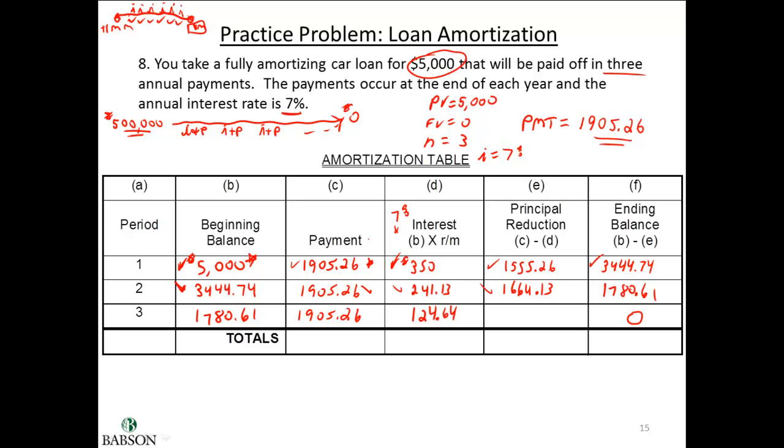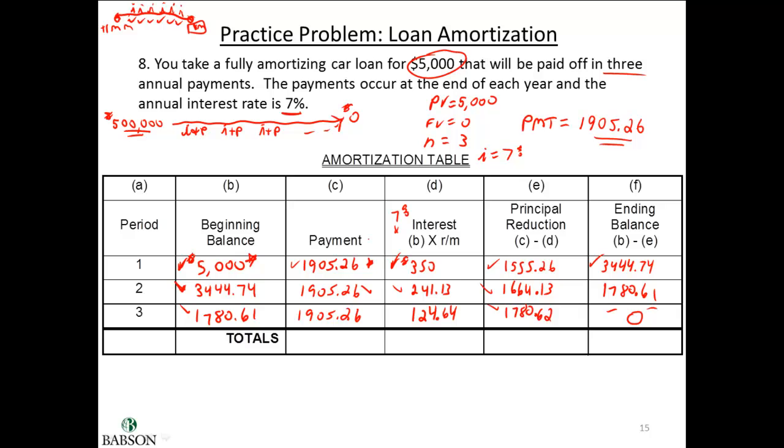Therefore, the principal will be reduced by $1,780.62. There's a little rounding here. And notice that the beginning balance is $1,780. You're paying down $1,780. Ending balance is 0.